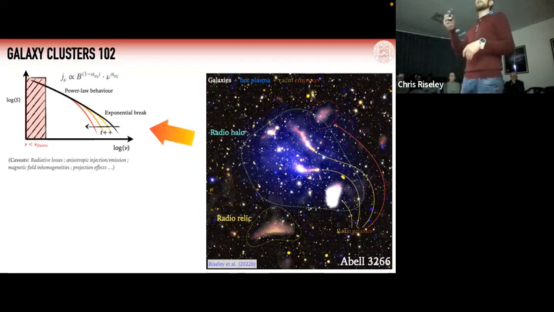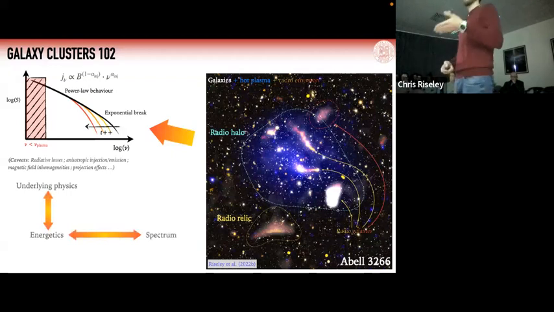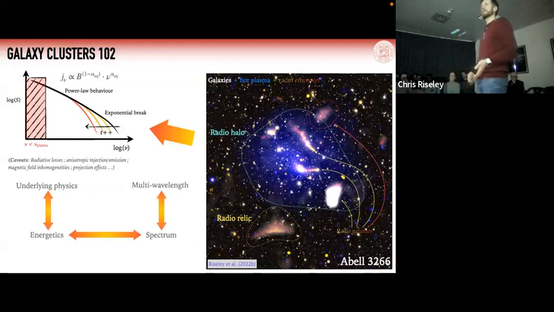But broadly speaking, you've got your power law, and then at higher frequencies, you've got some exponential break, and as the source ages, that moves to lower and lower frequencies. And so to get to the underlying physics, we need access to this data. We're talking about getting at the energetics to understand what's going on in clusters. To get to the energetics, we need to look at the spectrum, which necessitates this multi-wavelength approach.